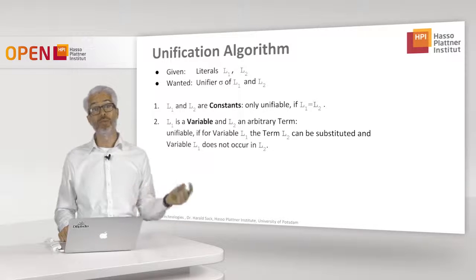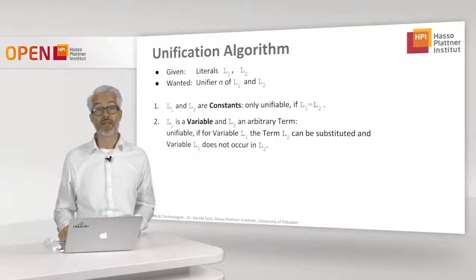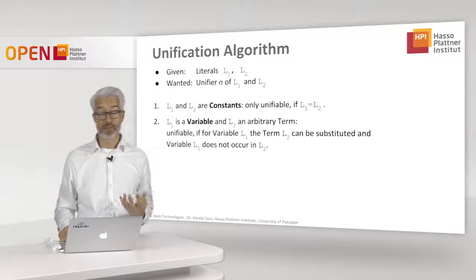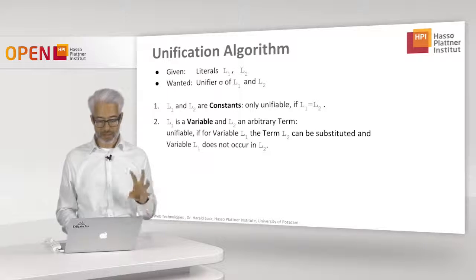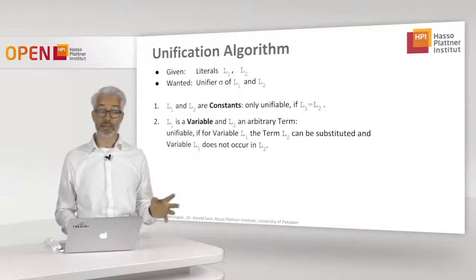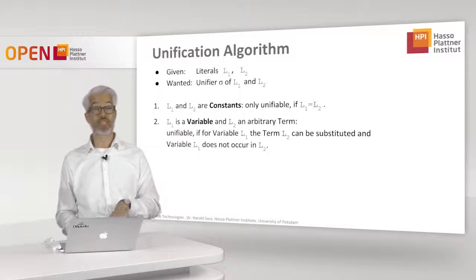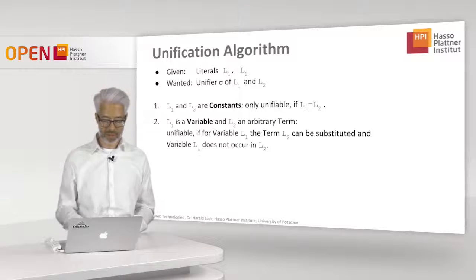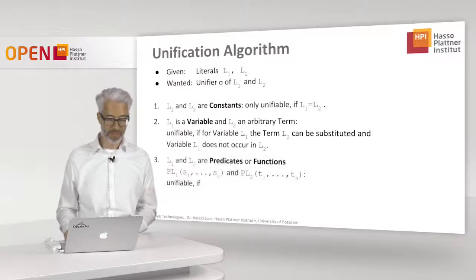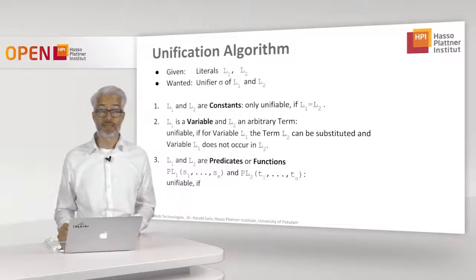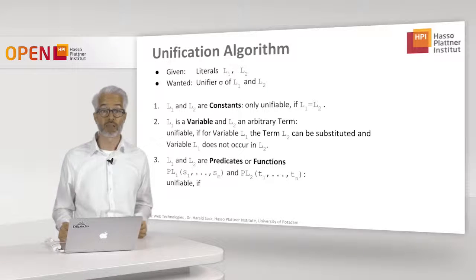The variable must not occur in the term that I use for the substitution, because otherwise this will break this construction. So this is quite easy. If L sub 1 is a variable, I can substitute the variable with an arbitrary expression. But I have to take care that this arbitrary expression does not contain the variable I am substituting. Then we have a third case, that L sub 1 and L sub 2 are predicates or functions.